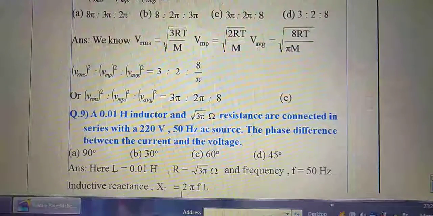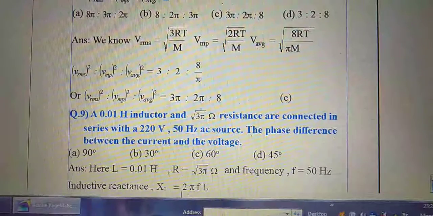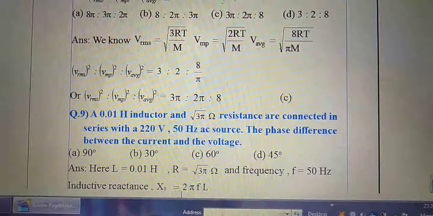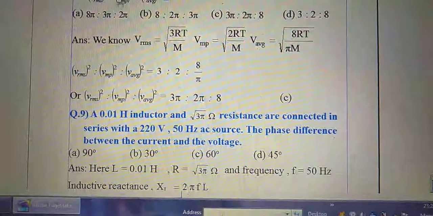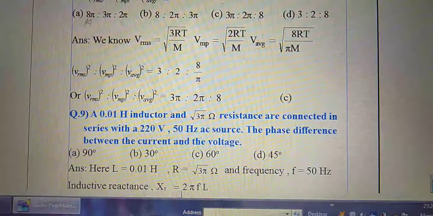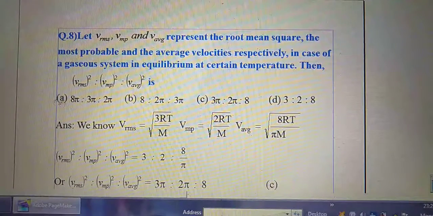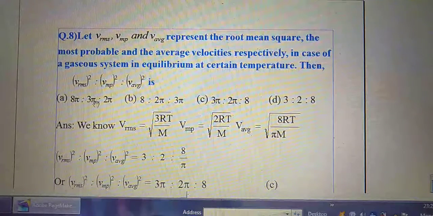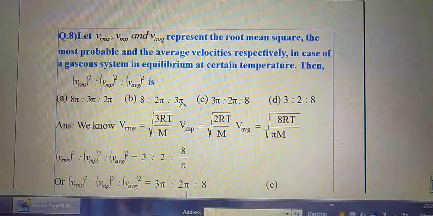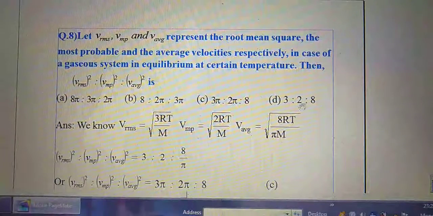Let V RMS, V MP, V average represent the root mean square, the most probable and average velocity respectively. In case of gaseous system in equilibrium at certain temperature, then V RMS square is to V MP square is to V average square is: option A 8 pi is to 3 pi is to 2 pi, option B 8 is to 2 pi is to 3 pi, C 3 pi is to 2 pi is to 8, D 3 is to 2 is to 8.